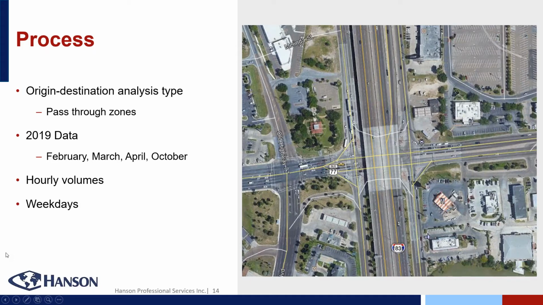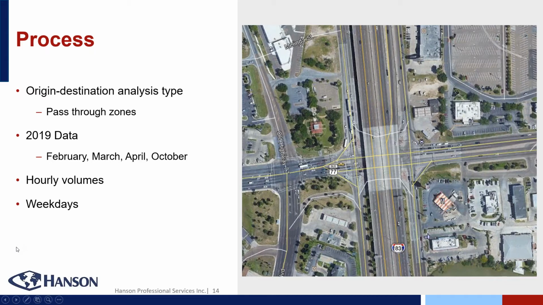we were able to enter each zone set, or each zone set pair, because there's entering and exiting for each intersection, into an analysis that in our case collected volumes from 2019, the most recent year of data that wasn't affected by COVID, and in the months of February, March, April, and October, because these were the most representative months of the entire year. They had no major holidays or major vacations that would cause traffic to be irregular throughout those months.